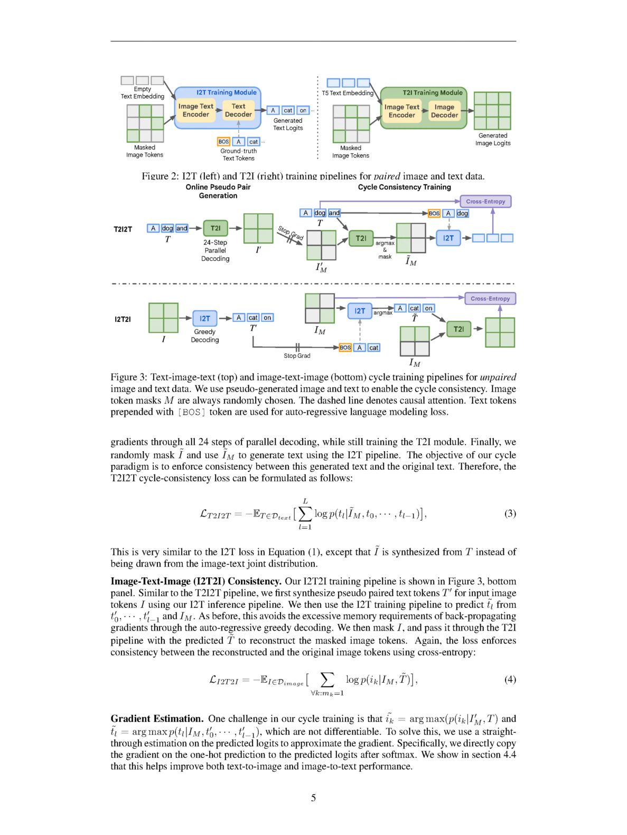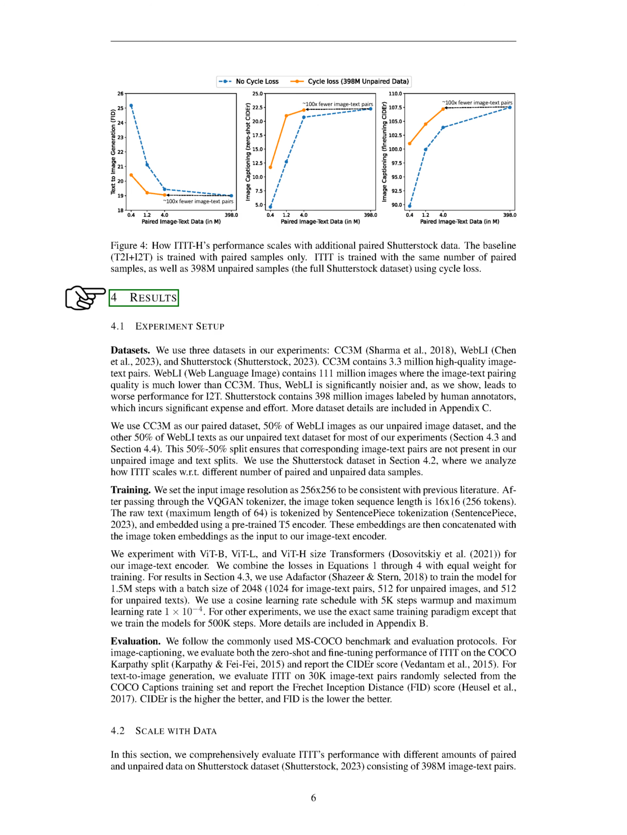Section: Results. In our study, we used 3 datasets: CC3M, WebLI, and Shutterstock. CC3M has 3.3 million high-quality image-text pairs. WebLI, with 111 million images, is noisier and results in poorer performance for ITIT. Shutterstock, with 398 million images, is labeled by human annotators, which is a costly and time-consuming process.